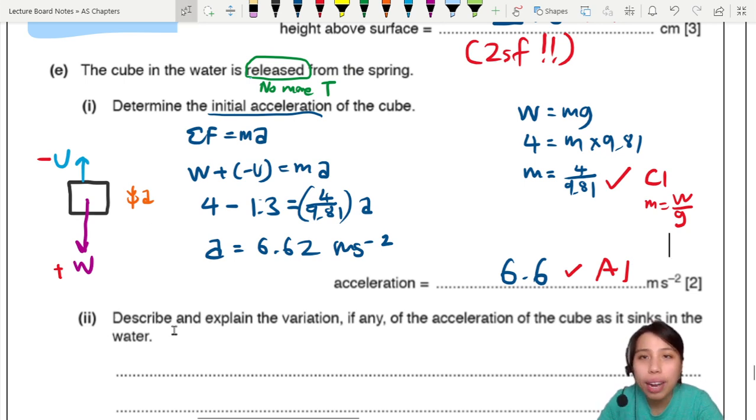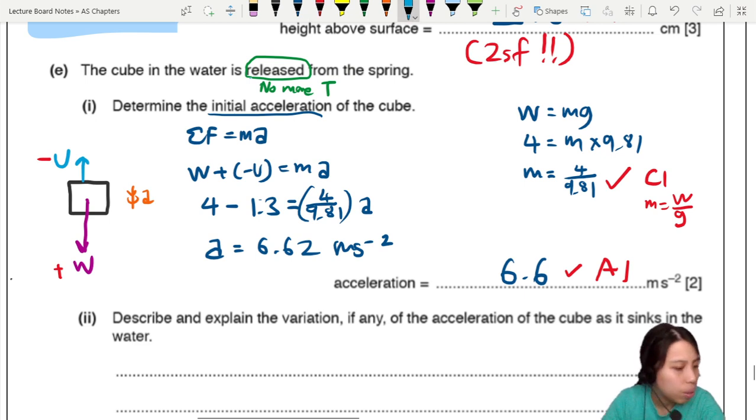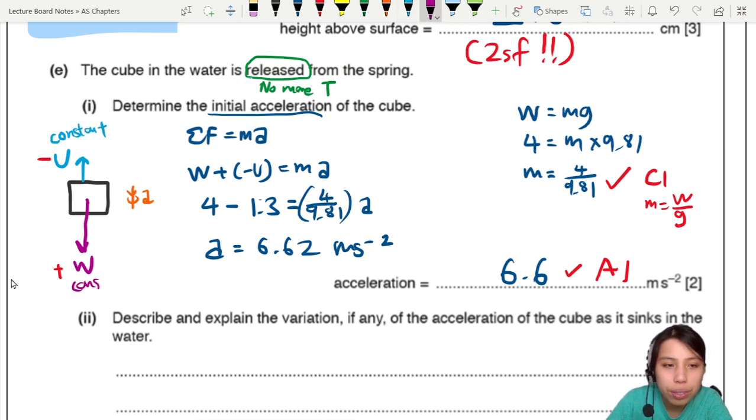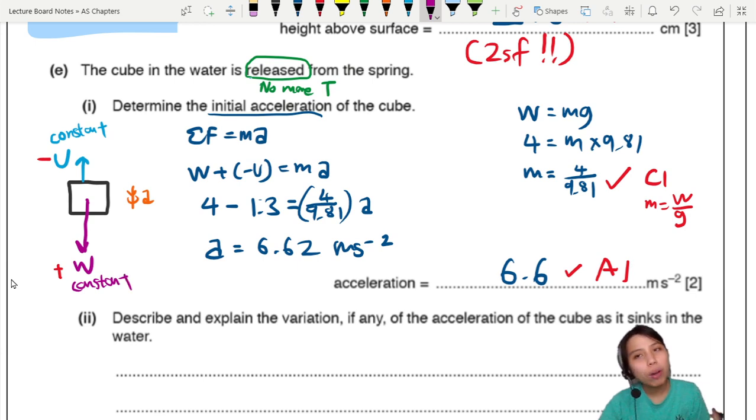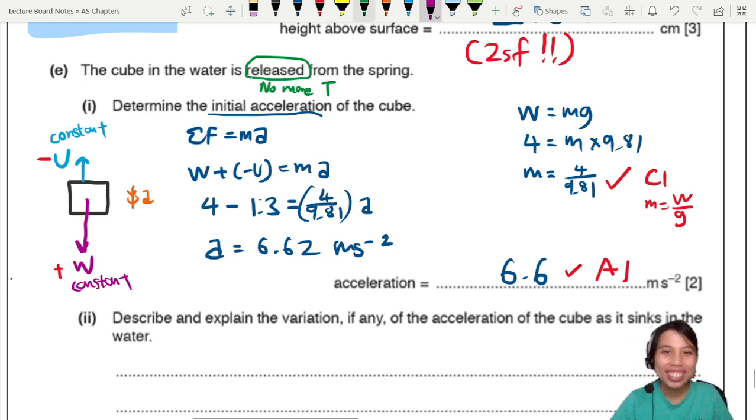Now we need to describe and explain the variation, if any, of the acceleration of the cube as it sinks deeper and deeper. Well, why would there be variation? Isn't this constant? Aren't these forces constant? Well, okay, yes, this one we can assume this is constant. Weight we can assume is constant. But there is one more force that will appear as you fall or move through a fluid. That force is called drag force.